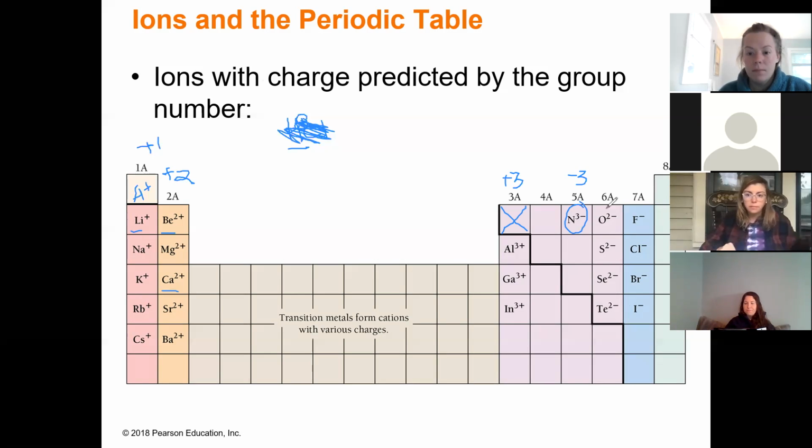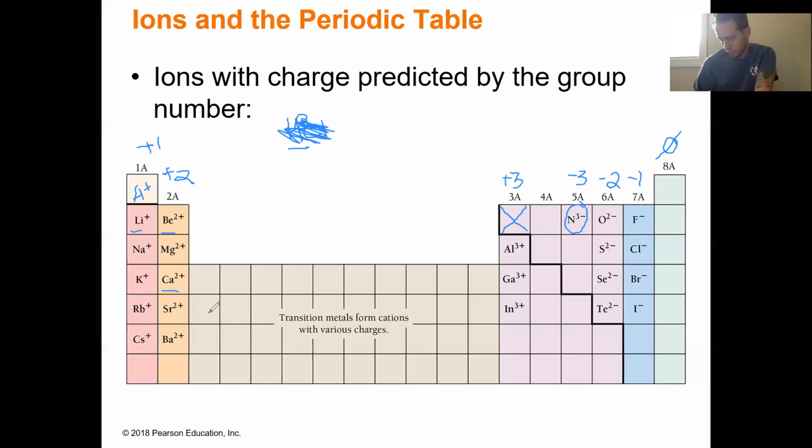Oxygen, that whole column, is a -2 charge. Fluorine's column, fluorine, chlorine, bromine, that's a -1 charge. These numbers are important. We're going to use them over and over and over again. Above your noble gas, you can put a 0 with a strike through it. Those guys don't form a predictable charge.